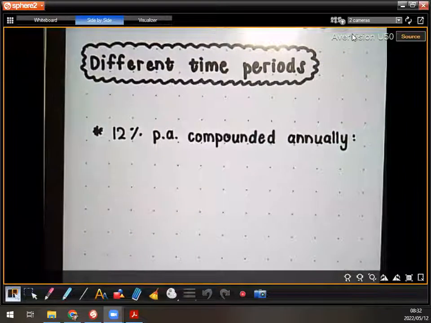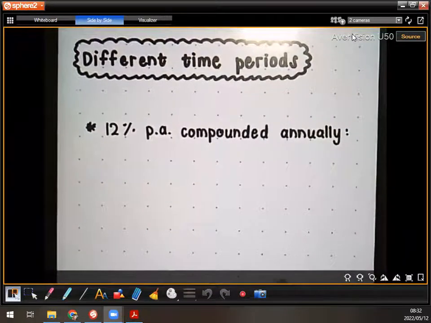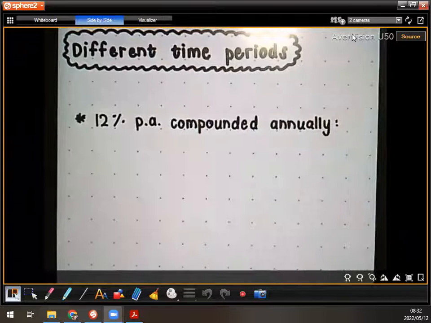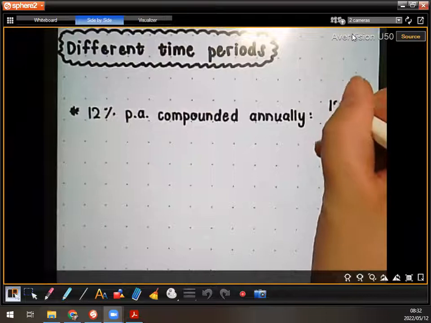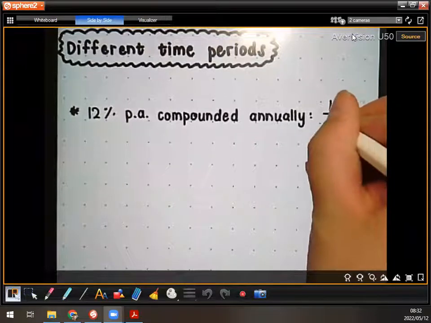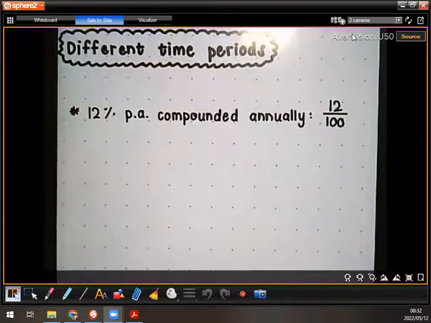Then how will we write that interest rate? If we're saying 12% per annum, you can ignore the compounded annually for now because it's like a repetition. If they say per annum and then compounded annually, it means the same thing. 12%, we would write that as 12 over 100. And now I know some of you just write 12%, and that's fine, but for the purposes of this new work, let's just write it as 12 over 100. It's easier to do it this way.